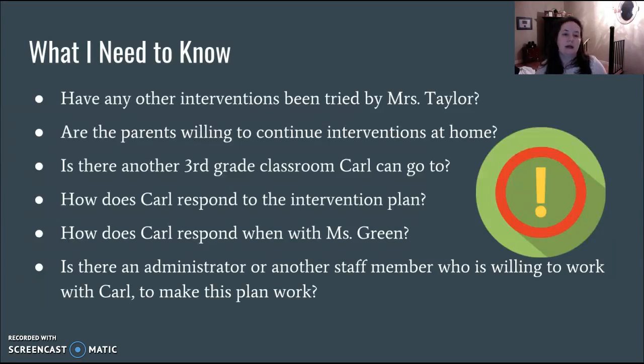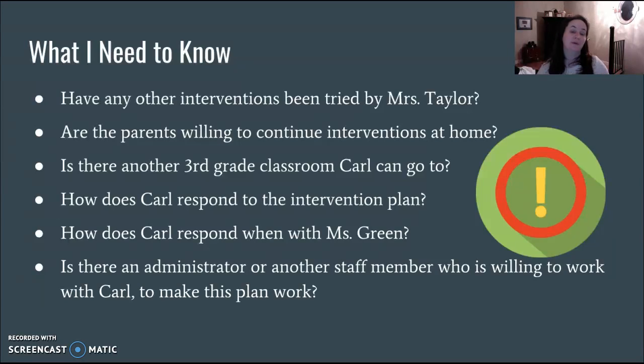Things that I need to know is whether Mrs. Taylor has tried any other interventions with Carl or for Carl, and are the parents willing to continue interventions at home? It seemed that the father was passive about everything and the mother seems upset and wants to help. Is she willing to continue some of these interventions at home to get a more well-rounded plan for the student? Is there another third grade classroom Carl can go to? It seems that Mrs. Taylor is unwilling to do things. So that would be a last ditch effort. But if there is another place Carl can go, how does Carl respond to the intervention plan?